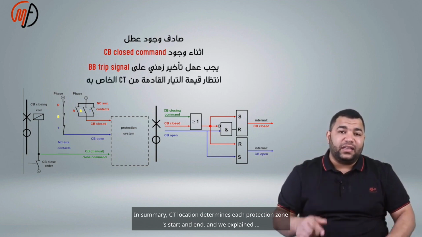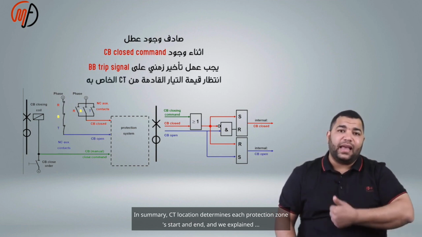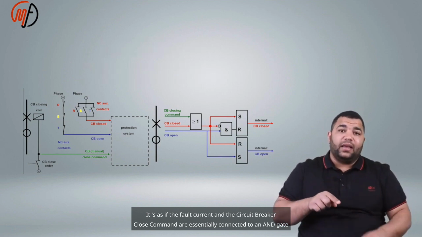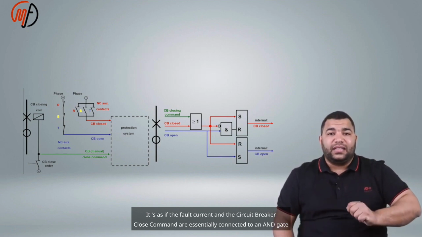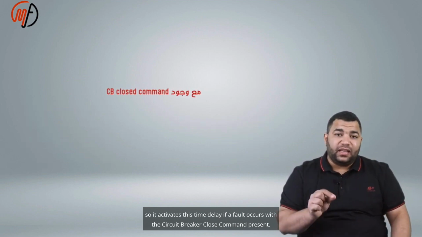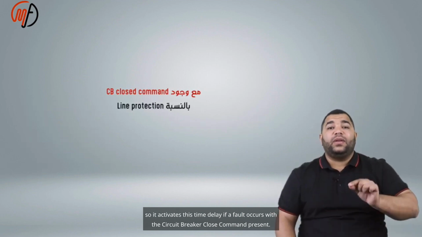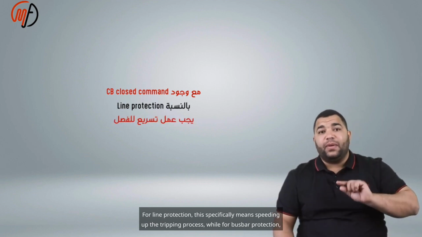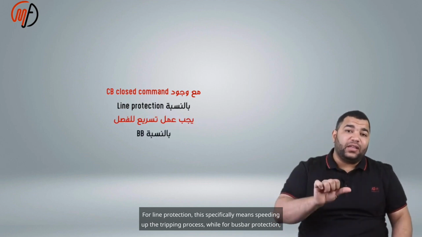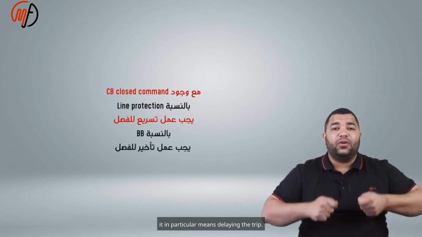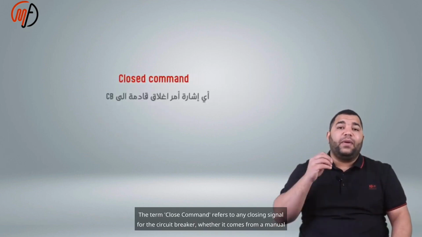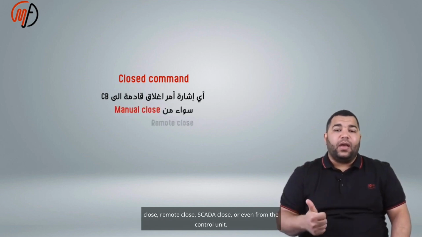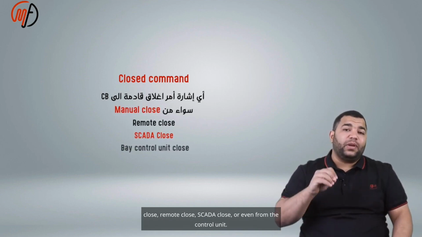In summary, CT location determines each protection zone's start and end, and we explained that. It's as if the fault current and the circuit breaker close command are essentially connected to an AND gate, so it activates this time delay if a fault occurs with the circuit breaker close command present. For line protection, this specifically means speeding up the tripping process, while for busbar protection, it means delaying the trip. The term close command refers to any closing signal for the circuit breaker, whether it comes from a manual close, remote close, SCADA close, or even from the control unit.